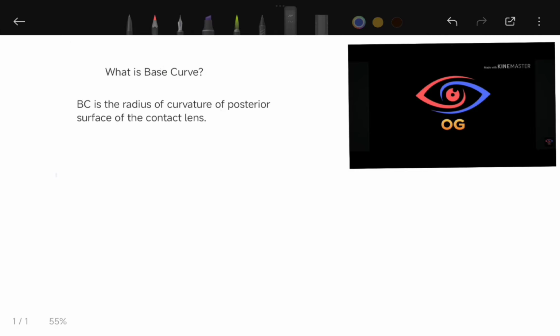So today we are here with our third video of the contact lens series, that is parameters of the contact lens. Today we'll discuss three main parameters of the contact lens, that is base curve, sagittal depth and the diameter.